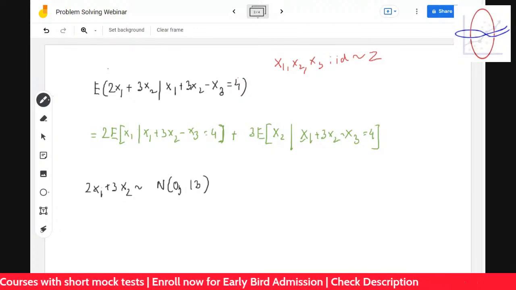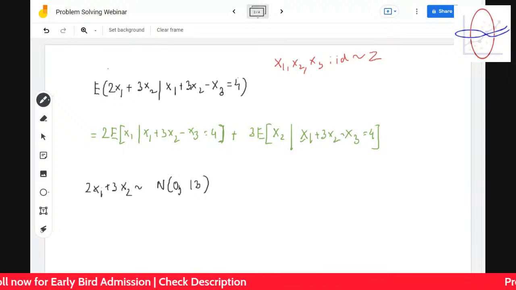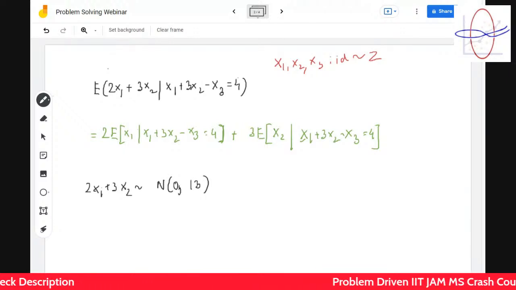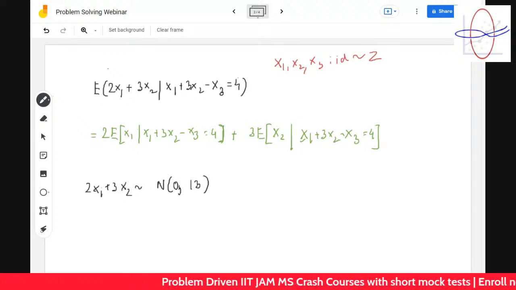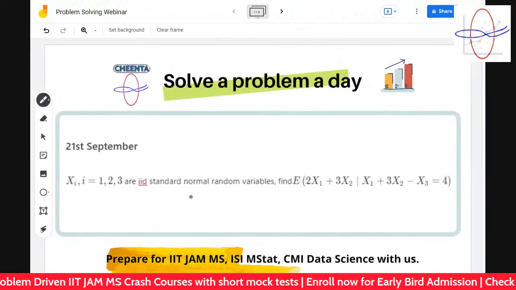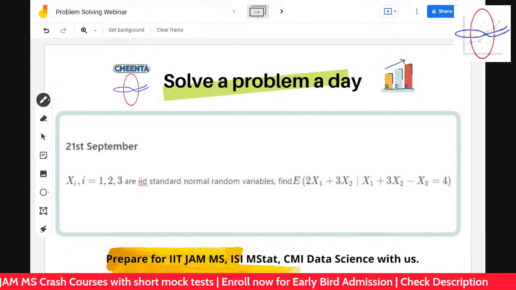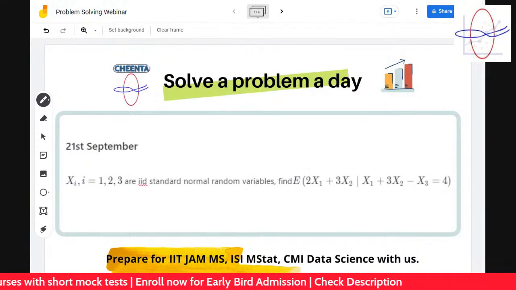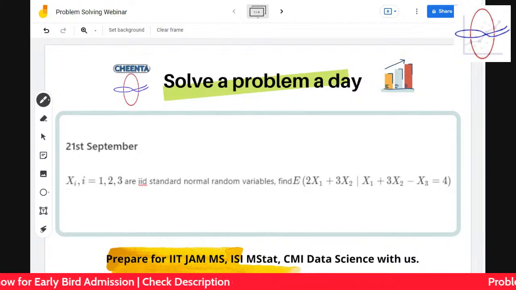Anjum, I couldn't understand what you can't see, whether it's the problem or what. Can you be more specific? So after this, how will you approach this problem? Given this problem, what is coming to your mind? It's given the expectation of this. So we need to find the distribution of 2x1 plus 3x2 given that.